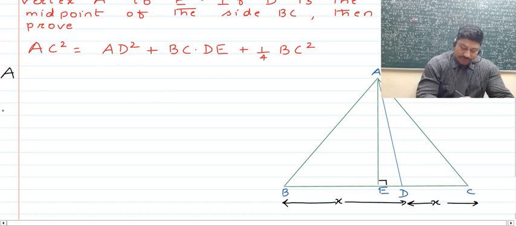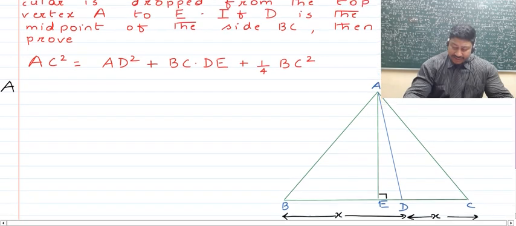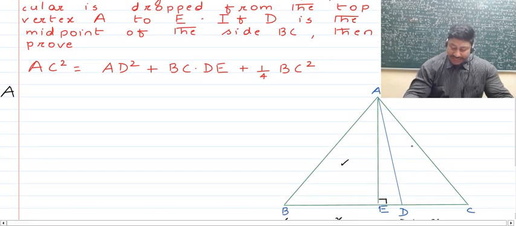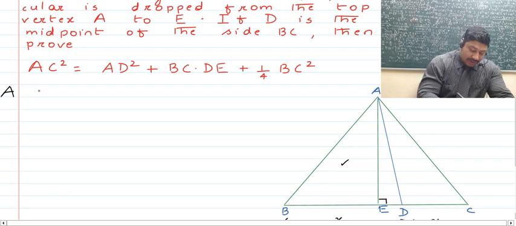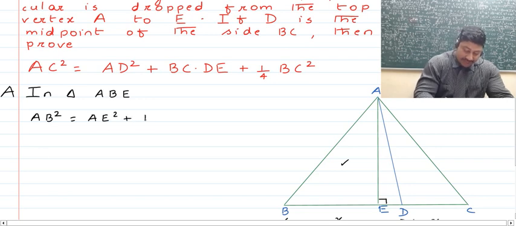So here first what we're going to do is we will be talking about the three right angle triangles that we have. That is, the first right angle triangle is ABE. Now we will say in triangle ABE, as you see that AB is going to be the hypotenuse, so AB square will become equal to AE square plus BE square.